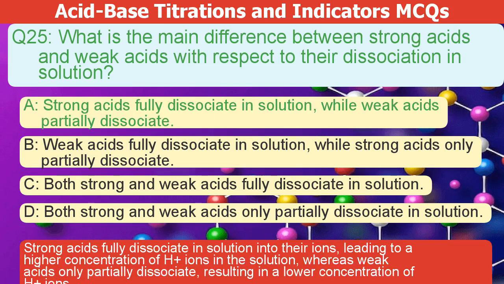The correct answer is A. Strong acids fully dissociate in solution into their ions, leading to a higher concentration of H+ ions in the solution. Weak acids only partially dissociate, resulting in a lower concentration of H+ ions.